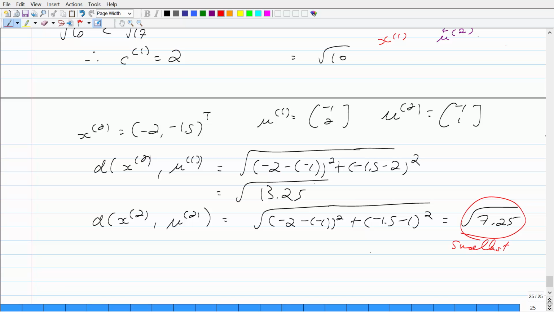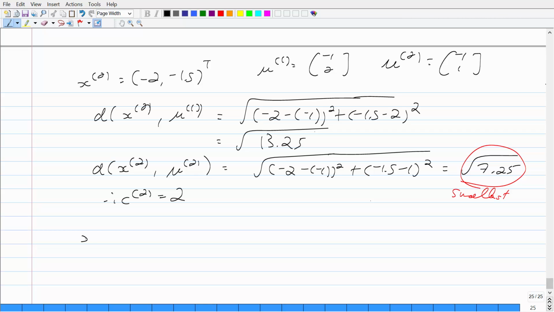So what does that mean? This means that example number 2 gets defined as membership to belong to cluster number 2. So you choose whichever cluster centroid is the smallest, and that is the membership that example belongs to. All right? Do the third one.